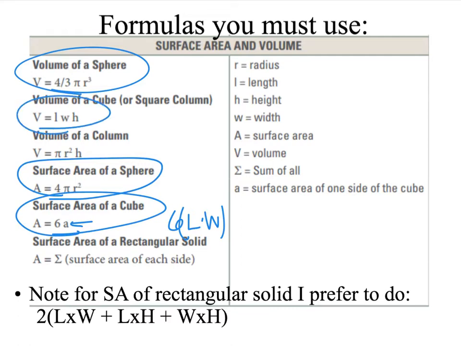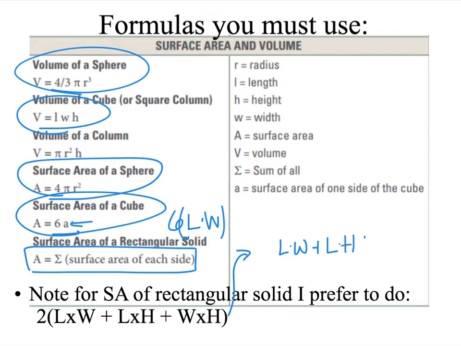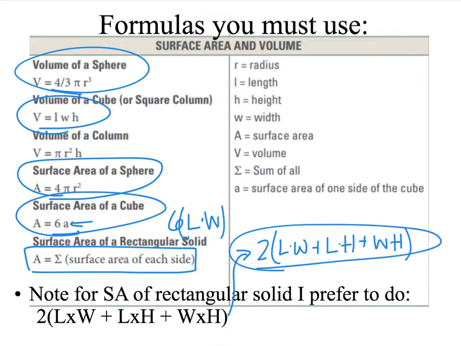And then finally, for a square column or a rectangular solid, I don't like the formula that they provide you. They tell you that it's the sum of the surface area of each side, so I rewrote it down here at the bottom. The best way to do it for a rectangular solid is to do length times width plus length times height plus width times height and multiply it by 2. And I'll walk you through it, but that kind of gives you a better walkthrough of what to do. And the volume of your square or rectangular solid is, again, going to be length times width times height. So let me show you on the next slide a sample of each.